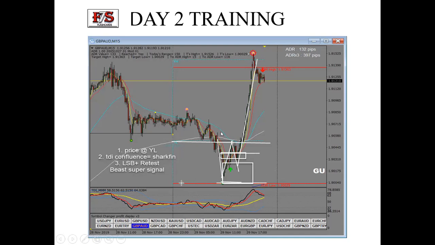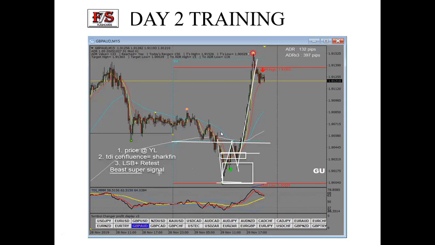And what happened? Price came all the way to ADR low, and it came to the high. But as for us, the ADR low is not an issue. ADR, being high and low, is not an issue. Average daily range is not an issue. The most important is that price is at yesterday's low, and it did LSB plus retest at the TDI confirmation. Once we have those three, we are good.